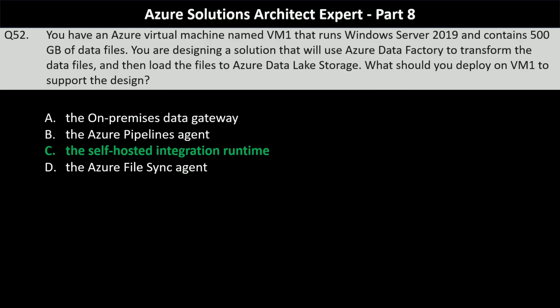Now let's understand the use case of the other options. The on-premise data gateway is used for Power BI, Power Apps, Power Automate, or Azure Logic Apps. The Azure Pipelines agent is used for CI/CD pipelines to automate builds and deployments. Then the Azure File Sync agent is used to sync file shares between on-premise Windows servers and Azure Files.